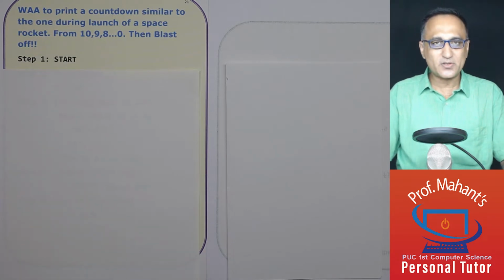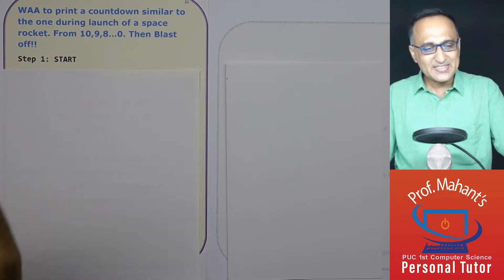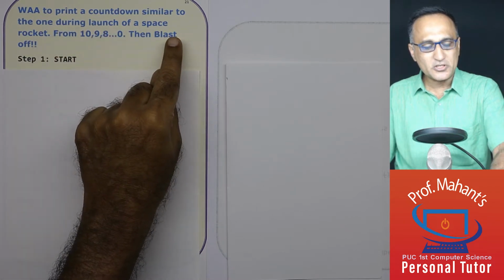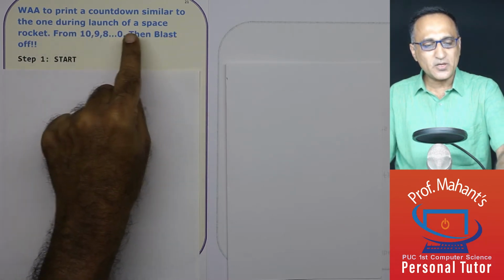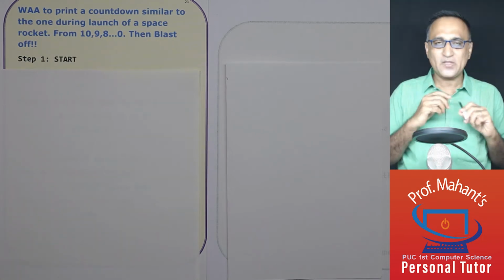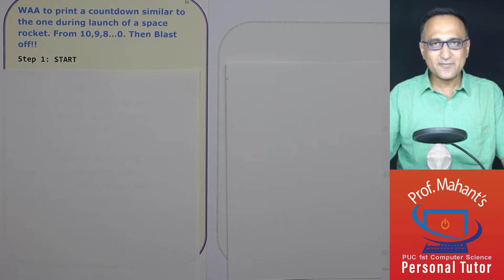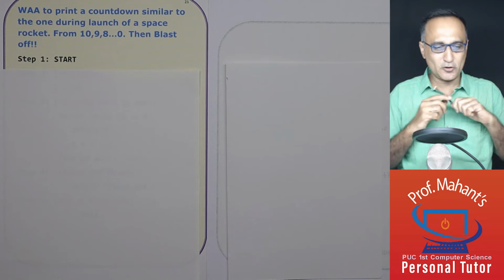So let's try to see what this algorithm is asking us. It's telling us to write an algorithm to print the countdown logic similar to the one used during the launch of a space rocket. So what you should do is keep printing starting from 10, 9, 8, 7, 6, 5, 4, 3, 2, 1 and 0. And then you need to print the message blast off. So let's see how we do this particular problem. It should be really simple, but let's run through the logic.